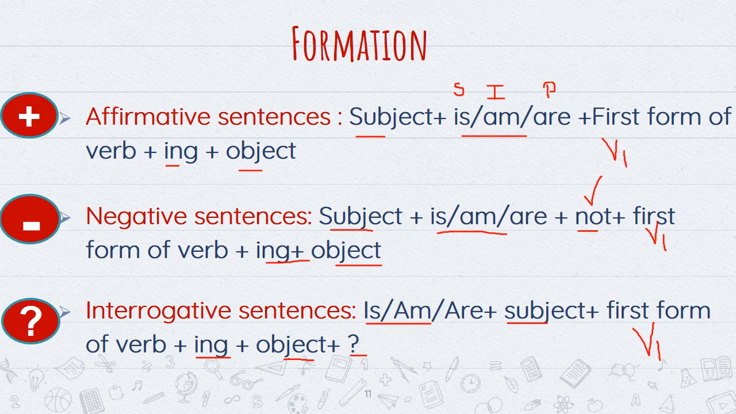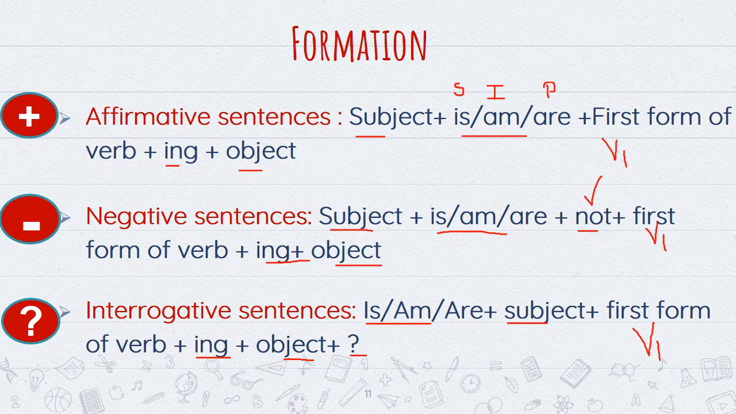Now, I will tell you the formation of the same. In affirmative sentence, we use is, am, or are plus first form of the verb plus ing. Now, where do we use is, am and are? We use is with all singular subjects other than I, because we are going to use am with I, and with all the plural subjects we use are.